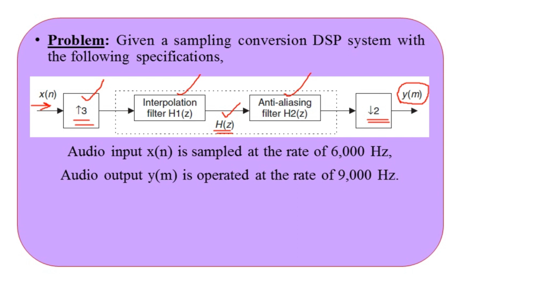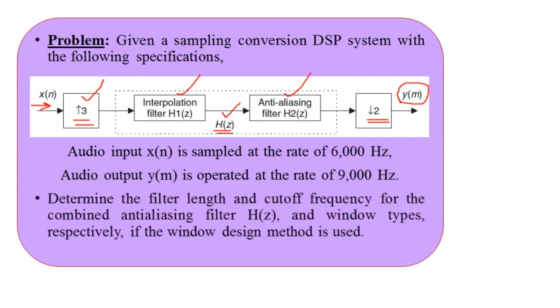We are asked to determine the filter length and the cutoff frequency for the combined anti-aliasing filter H of Z, and the window types respectively, if the window design method is utilized. So this is the complete problem statement, and we need to find the solution to this. Just focus: what is to be determined? We have to determine the filter length. The filter length is always denoted by capital N.